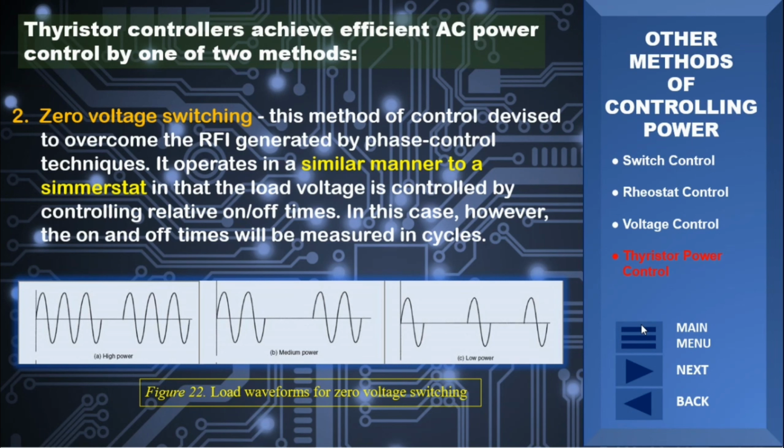To minimize RFI, the thyristor is switched as the supply voltage crosses 0, or is at 0 volts. Unlike thermostat control, this method may employ feedback from the load to provide accurate control. This method is suited only to resistive loads such as heating elements. It is unsuited to inductive loads. Typical waveforms are shown in Figure 22.